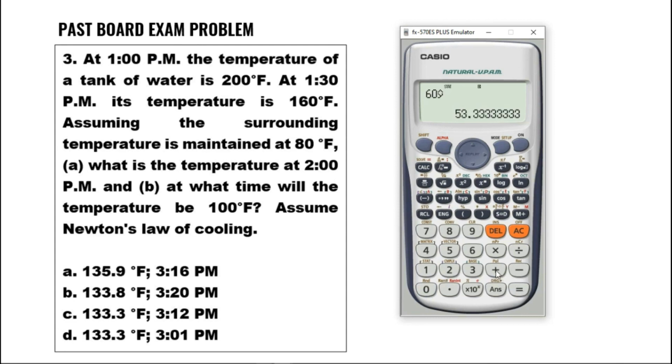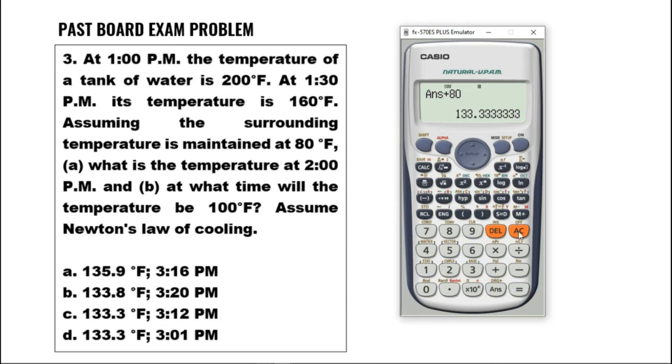So i-apply natin yung parehas na method na ginamit natin kanina. Change of temp ito, hindi siya yung actual temp. So this is a change of temperature. So i-add natin yung surrounding temp if we're dealing with cooling process. So plus, surrounding temp natin is 80. So ang answer natin here is 133.33 degrees Fahrenheit. Okay? So what time? Ano yung time natin? So it's either letter C or D, pero hindi pa natin alam because we don't know the time yet.